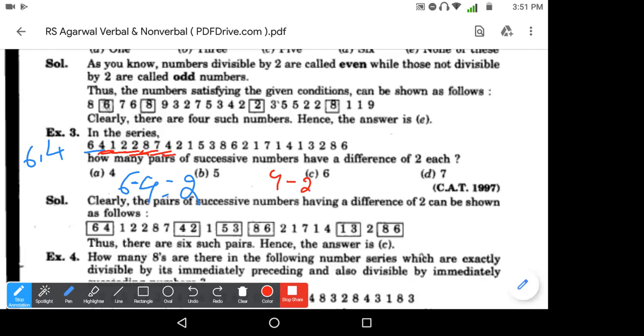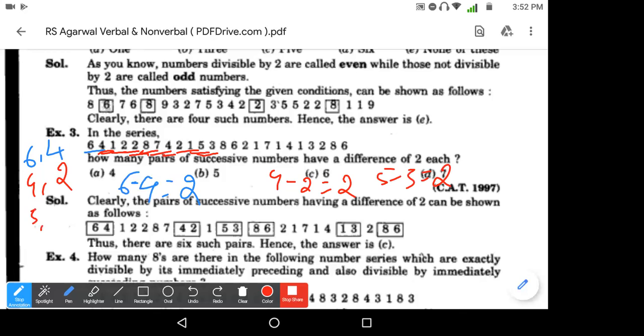4 minus 2 is 2. So 4 and 2 are the next pair. Then 2 minus 1 is 1. 1 minus 5 is 4. 5 minus 3 is 2 again. So 5 and 3.